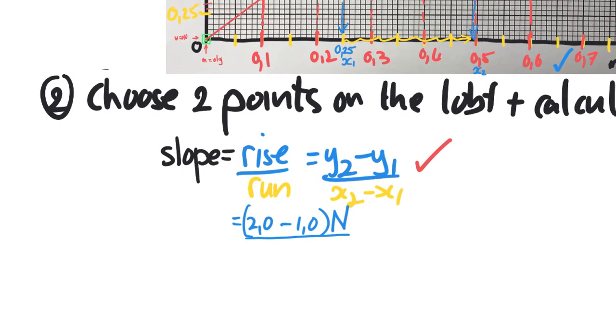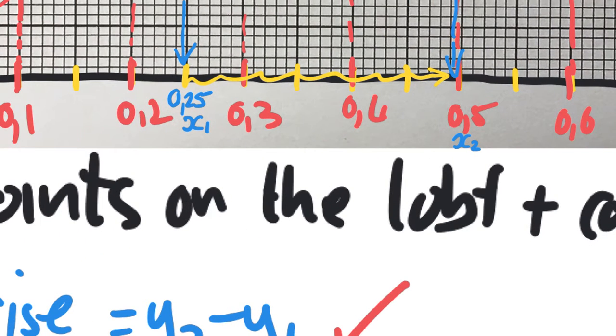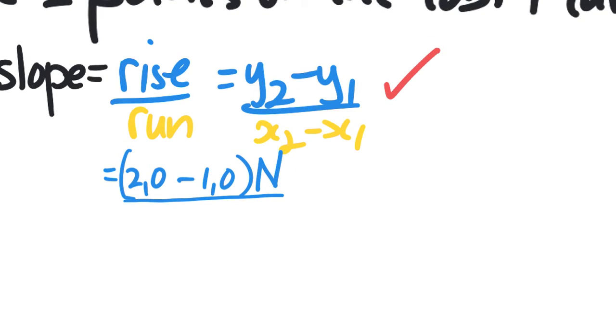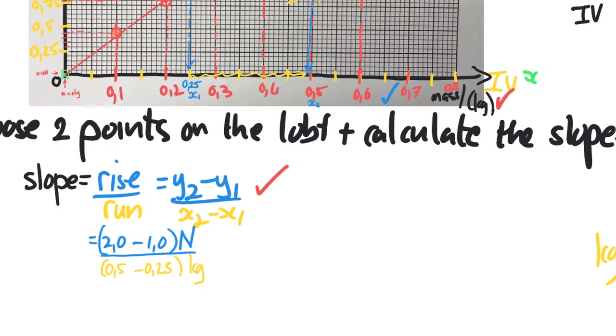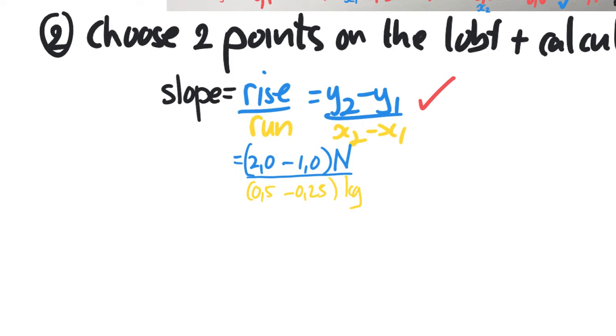So if we look at x2, x2 is (5), and x1 is (2,5), eh? So what we do is we say, okay, it's (5) minus (2,5), and that's on the kilogram axis, eh? That's mass. So now the slope is 2 minus 1, which is 1. That gives us 1,0 newtons.